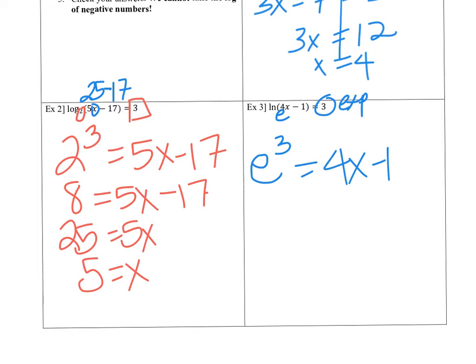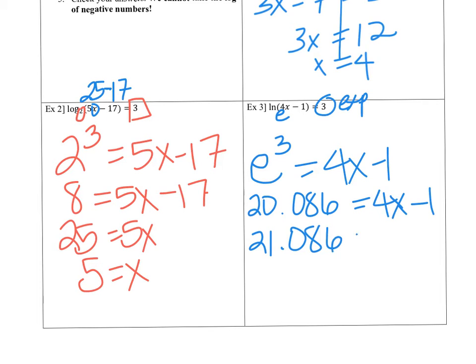So e to the third power is equal to, rounding to the thousandths place, 20.086, which equals 4x minus 1. Because I'm solving for x, I need to add the 1 over. That'll give me 21.086, which equals 4x, which now I need to divide by 4 to get the value of x.